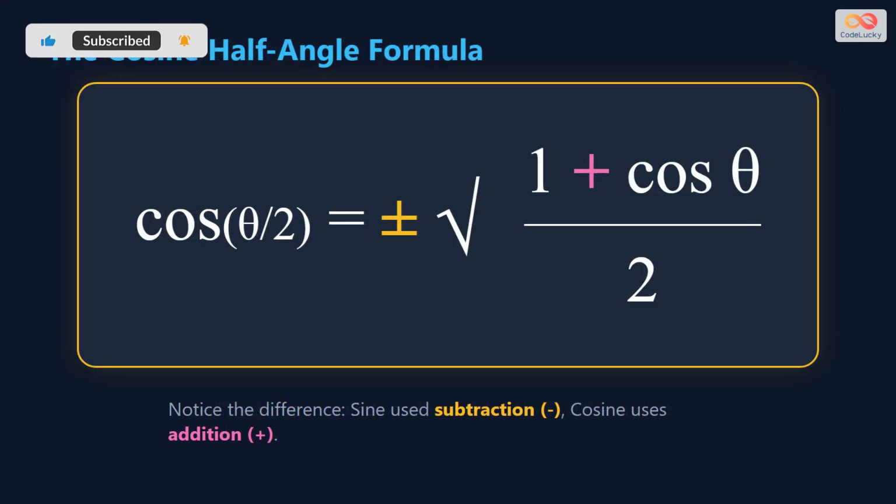Next is the formula for cosine. It looks very similar to the sine formula. The cosine of theta divided by 2 is equal to plus or minus the square root of the quantity 1 plus cosine of theta, all divided by 2. The key difference to remember is that for cosine, we use addition in the numerator instead of subtraction.